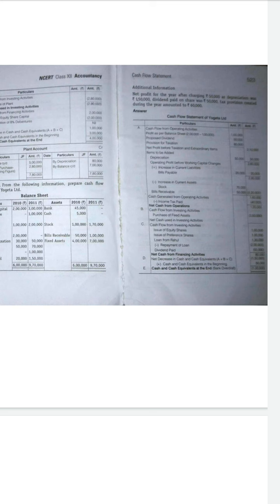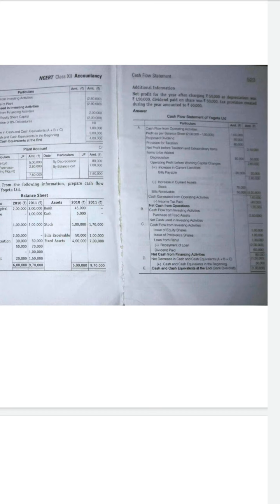So what is the meaning? There is a new purchase of fixed assets. 3 lakhs value of fixed asset is newly purchased in the business concern. That is the meaning. So there is a new purchase of fixed asset, 3,50,000. What is 3,50,000?